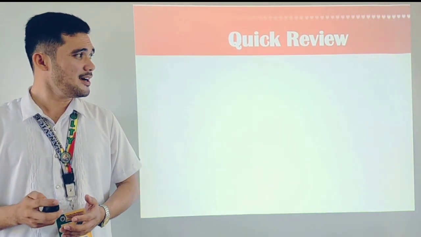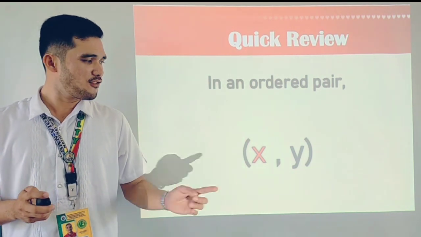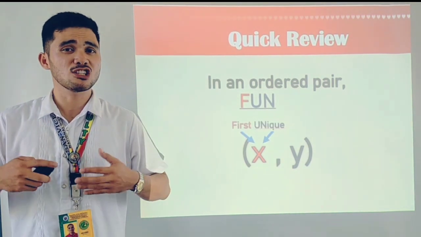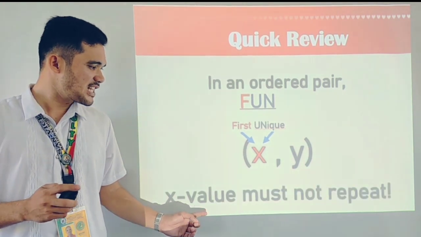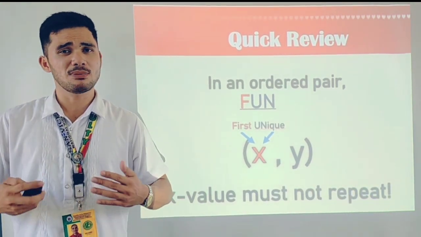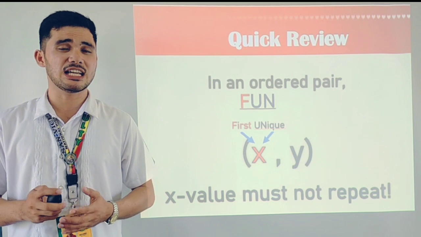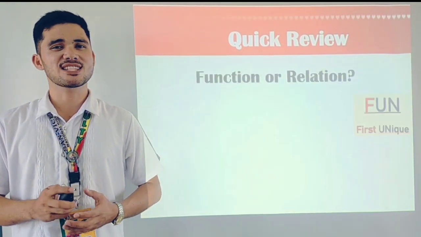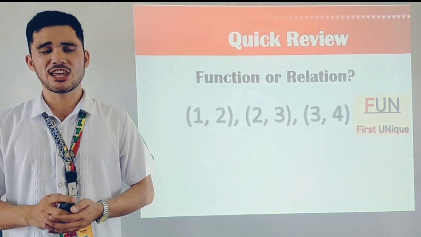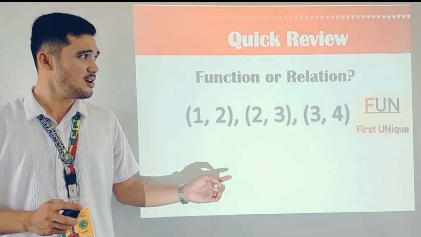In an ordered pair (x, y), the first element x must be unique for it to become a function. Again, the x value must not repeat. If it repeats, then it is not a function, it is a relation. Let us try some examples. What do you think is the answer? Is it function or relation?